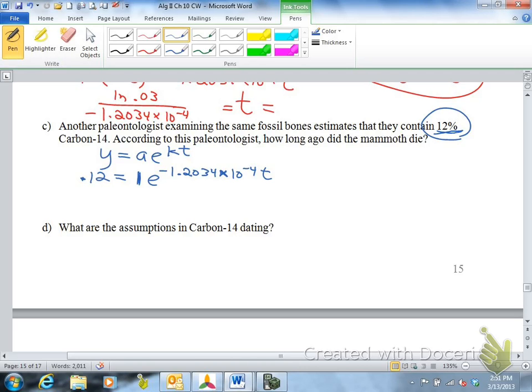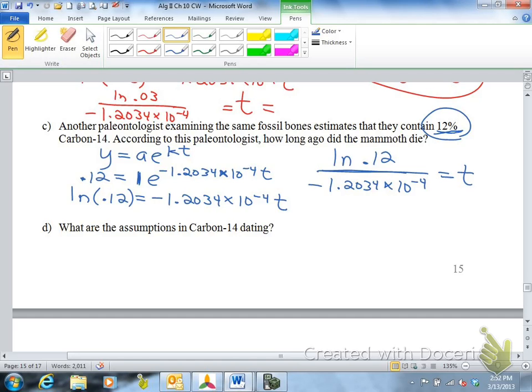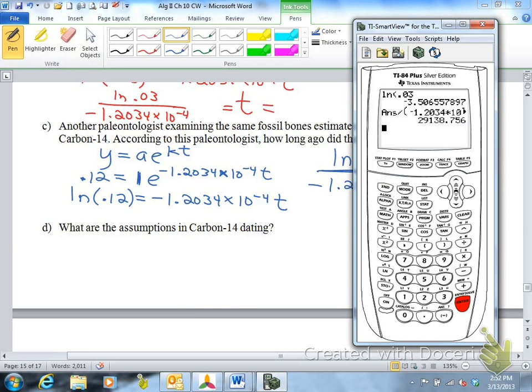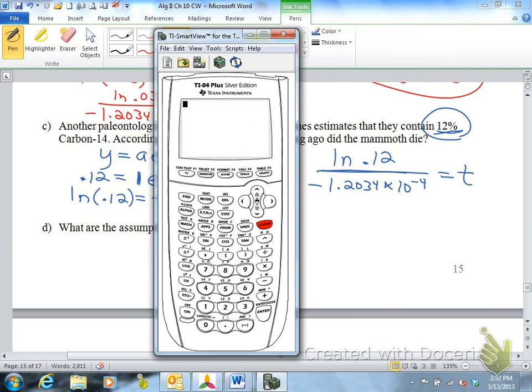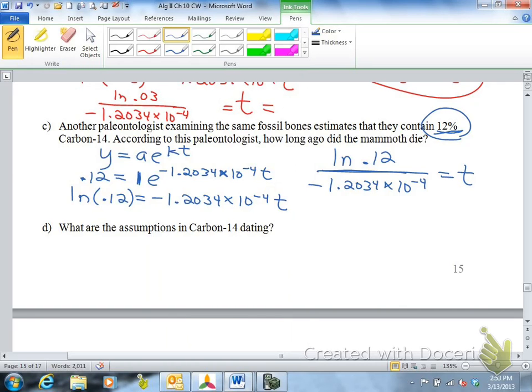And solving this is really similar to solving the last one. So see if you can solve this: pause this video, and solve. Okay, we have this work, similar to above. So the answer would be ln 0.12 divided by, use a parenthesis here, negative 1.2034 times 10 raised to the negative 4. That gives 17,619 years.